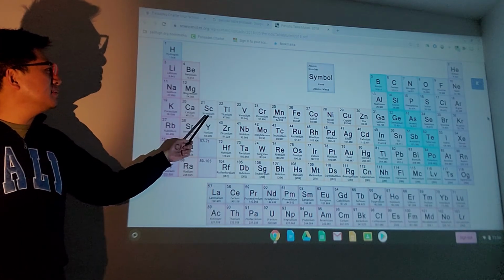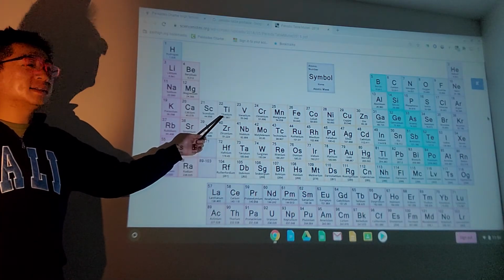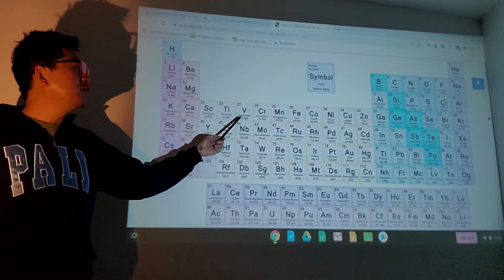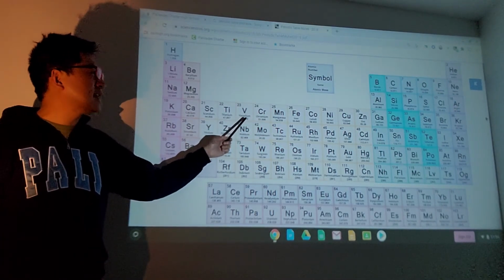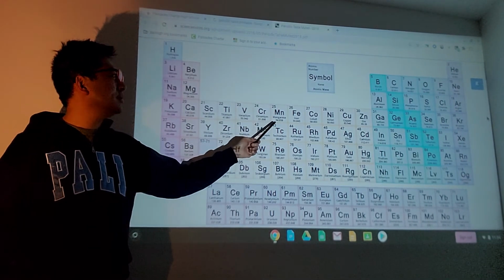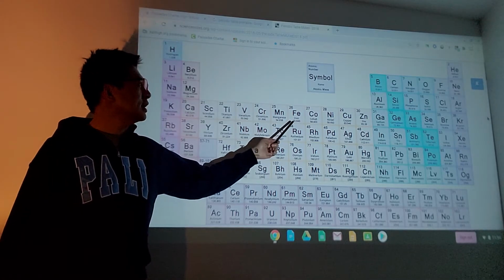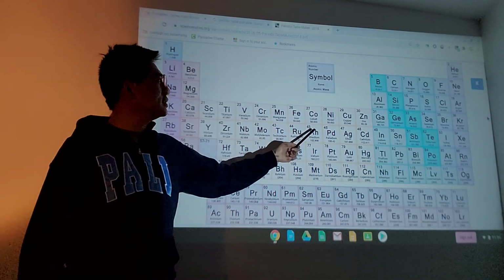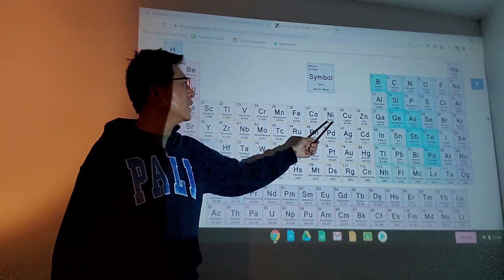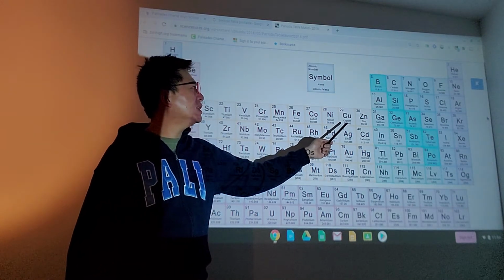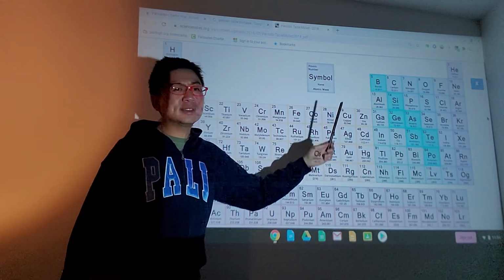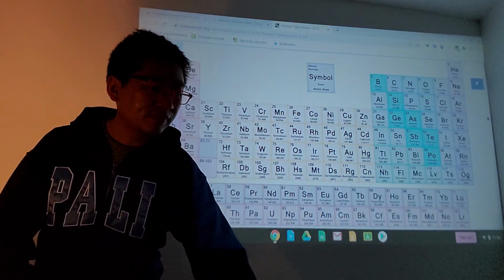Ca is calcium, Sc is scandium, Ti titanium, V vanadium, Cr chromium, Mg magnesium, Fe is iron, Co is cobalt, Ni nickel, copper is Cu. So notice Cu is copper.